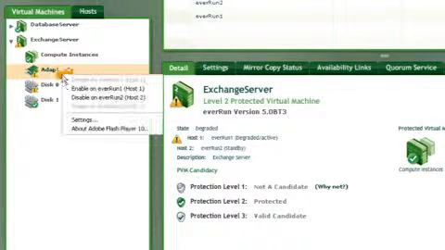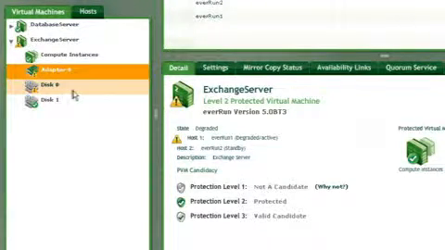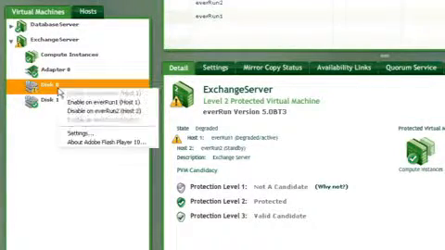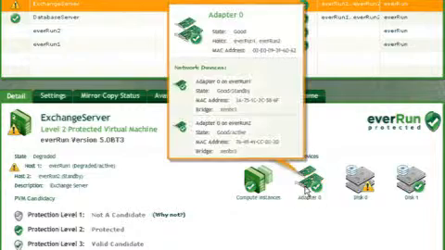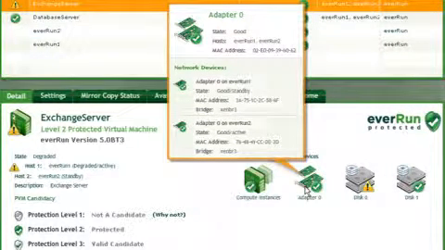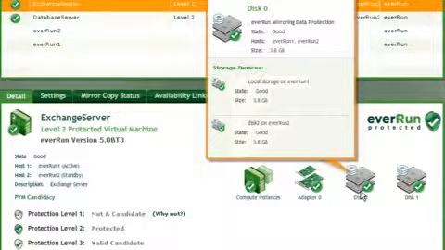Repair is just as transparent and automatic. We'll plug the network cable back in, and we'll replace the disk drive, and everRun will resynchronize the storage and reactivate the primary network automatically, all without any interruption to the application.